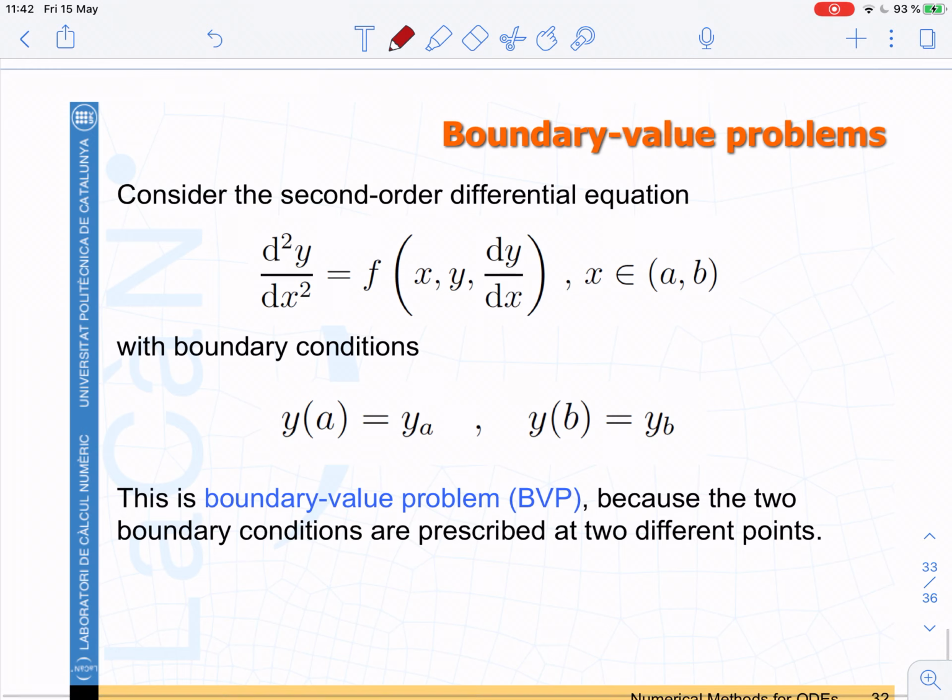The second topic we want to discuss is boundary value problems. Consider this second-order differential equation where f now depends on x, y, and also dy/dx, and assume we have boundary conditions y at a equal ya, y at b equal yb. Okay. This is a boundary value problem because these two boundary conditions are prescribed at two different points.